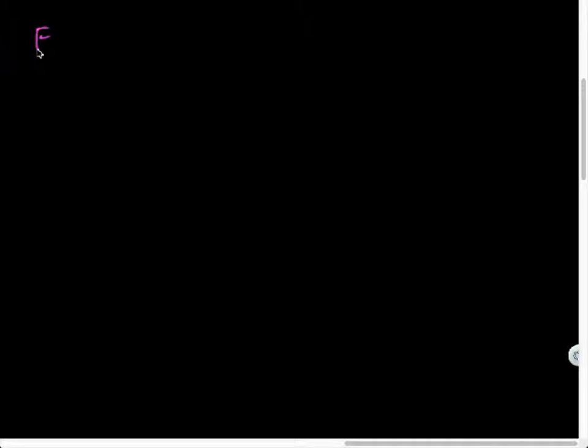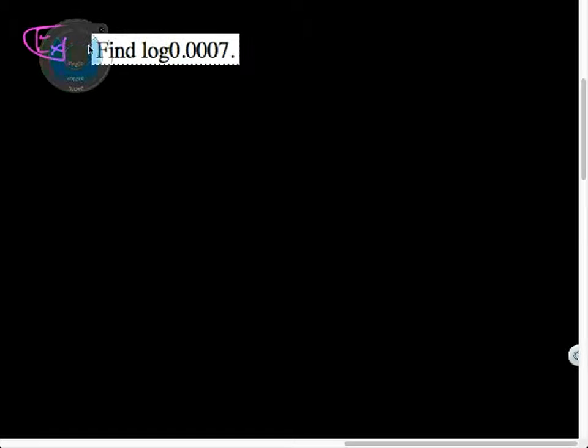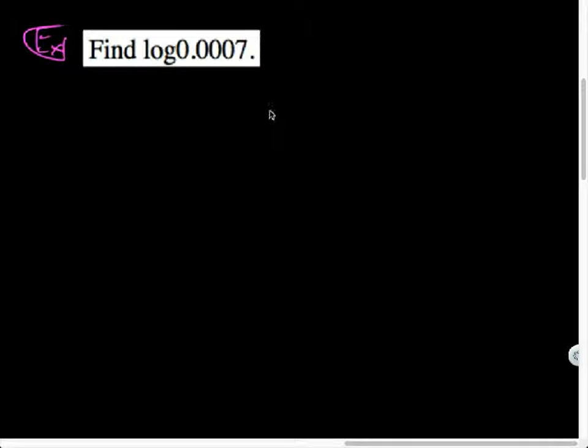So let's do this example. Find the log of 0.0007. And there's actually a couple ways to do this. Sometimes the scientific notation is almost easier. But I could think of this as being log of 7 times 0.0001 if you wanted.